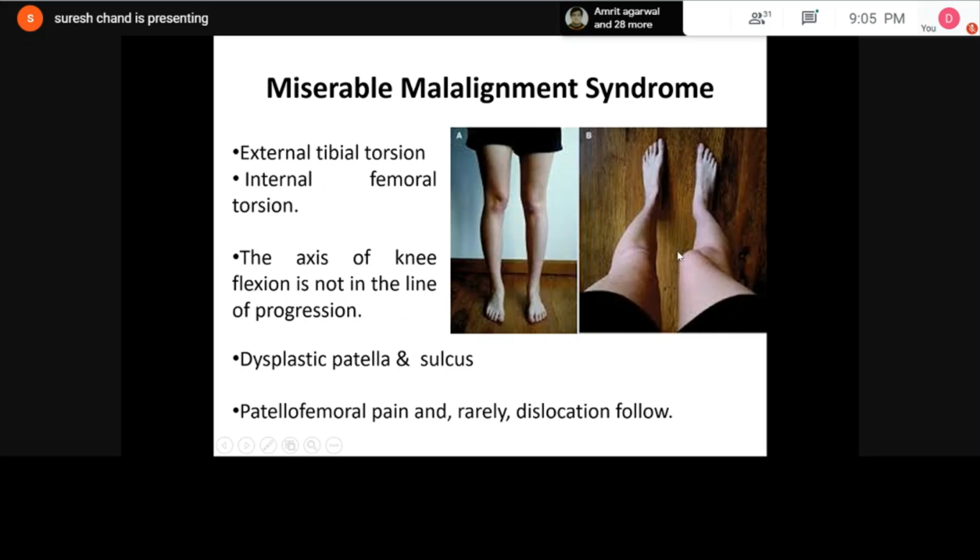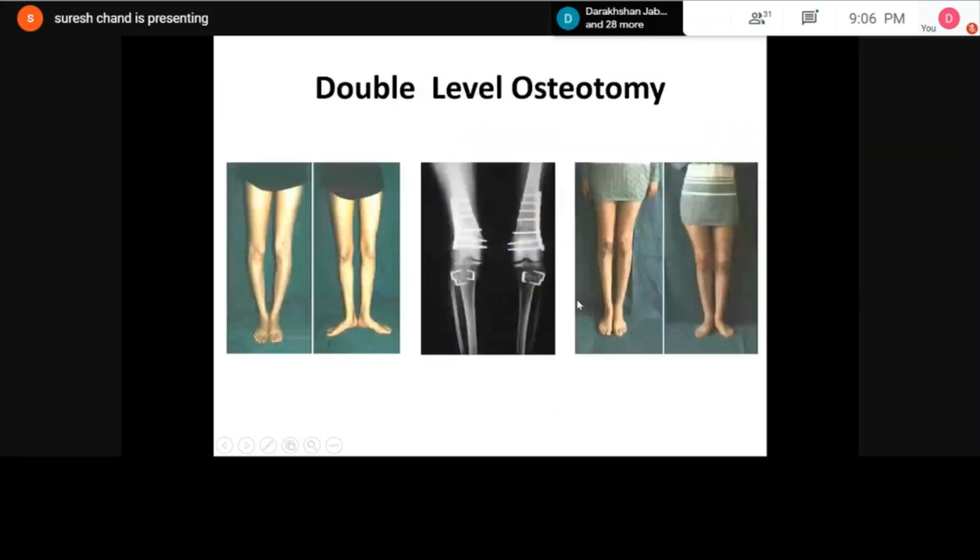So it is a compensatory kind of malalignment, which grossly looks very okay, but the axis of knee flexion is not in the line of knee progression, and the patella is at a disadvantageous position, which can lead to dysplastic patellar sulcus deformities, patellofemoral pain, and sometimes patellar dislocation. So this needs to be dealt with double level osteotomy because the femur is very much internally rotated and the tibia is too much externally rotated. So we have to match both the bones in the normal alignment.